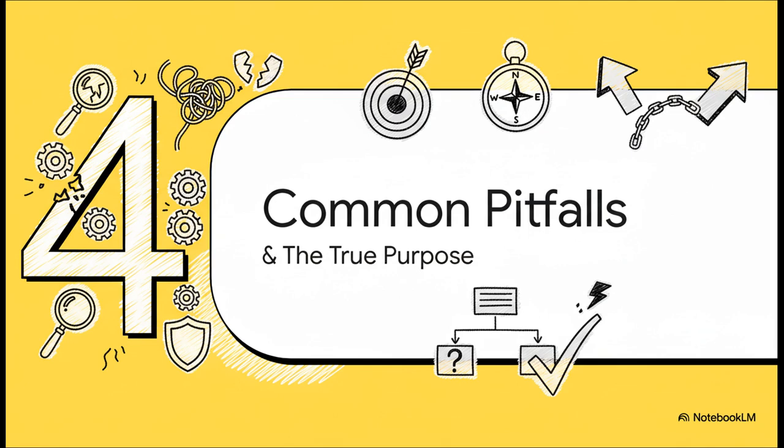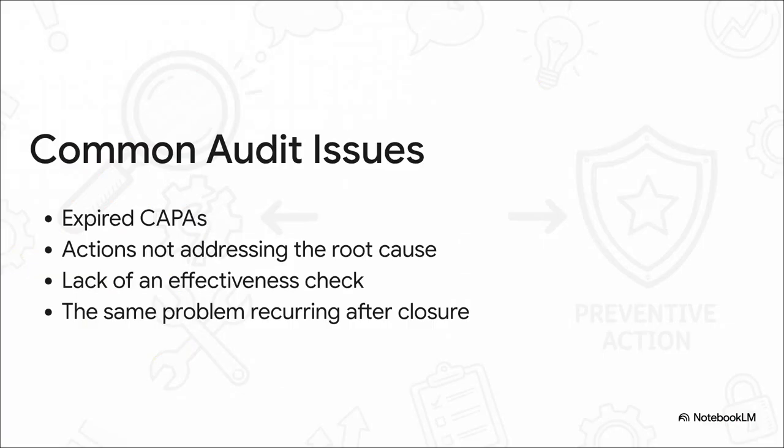Now, in theory, this all sounds great. But in the real world, during audits and inspections, certain failures pop up again and again and again. So let's look at what goes wrong and kind of recenter on the true purpose of all this work. Auditors find this stuff all the time. CAPAs that are way past their due date, actions that have literally nothing to do with the root cause, and a total lack of that crucial effectiveness check. But the biggest red flag of all? Finding the exact same problem happening all over again after the CAPA was supposedly closed.